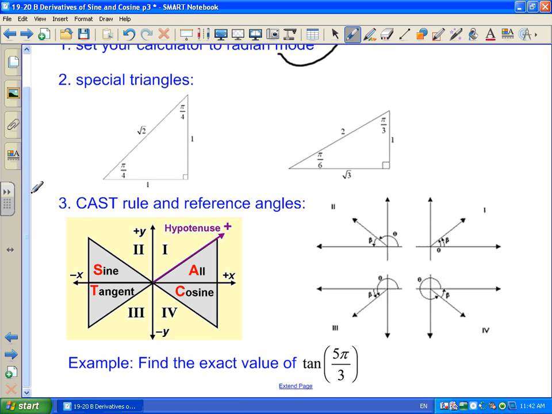There's the CAST rule that you started working with back in grade 11 that tells you the sign of each of these trig functions in each of the 4 quadrants. And you have to remember that a lot of times you're working with your reference angles, and you have to apply the CAST rule to figure out what the sign of your answer is going to be. So just keep all of those things in mind as we go through these examples here.